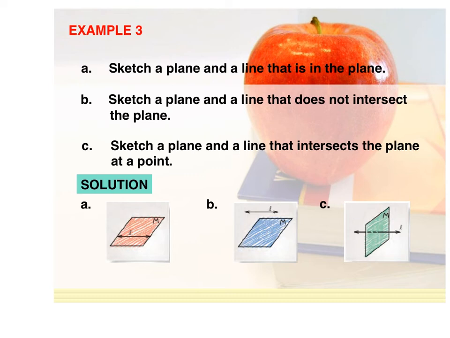So for A, it says to sketch a plane and a line that is in the plane. So again, you would draw your plane as either a rectangle or a parallelogram, and then just draw a line on top of that rectangle or parallelogram. Make sure you include the arrows to show that it is a line and not a line segment.